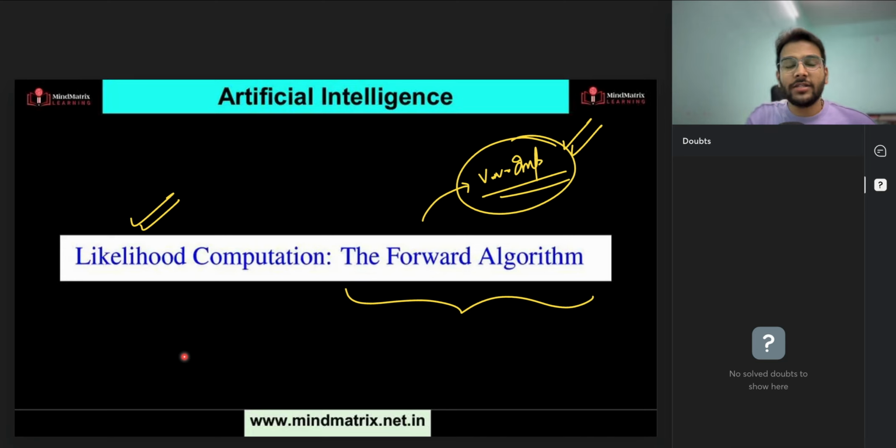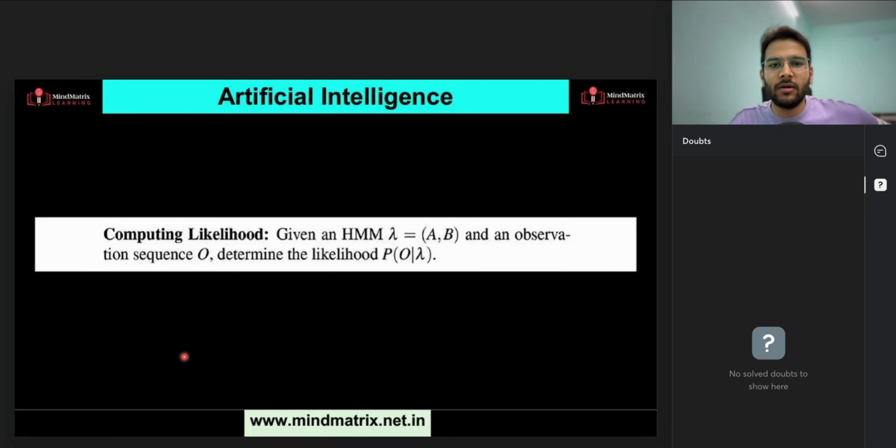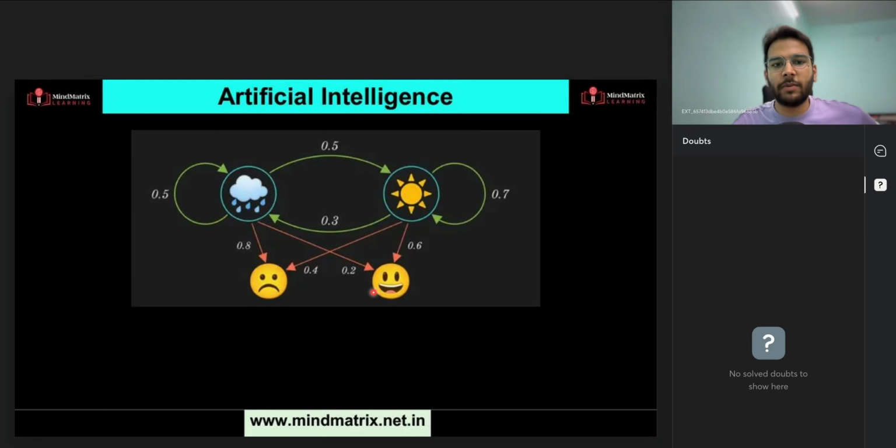Okay, fine. So let's try to understand, and this is very, very interesting. You will also find it interesting. So let's proceed. If you try to understand this algorithm using multiple standard textbooks, you will find it hard. But I will try to make it easy for you, super easy for you. So what is this likelihood problem? Given the input parameters and observation sequence, determine the likelihood. That means you have to find the probability of a particular observation sequence given the input parameters.